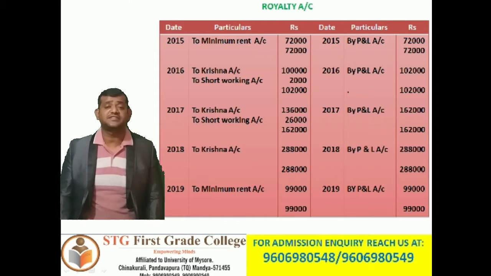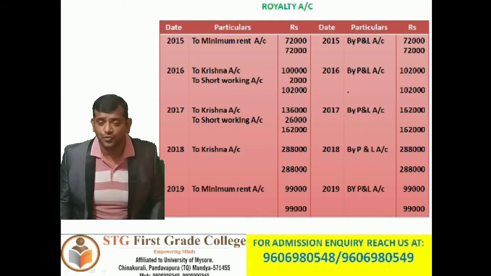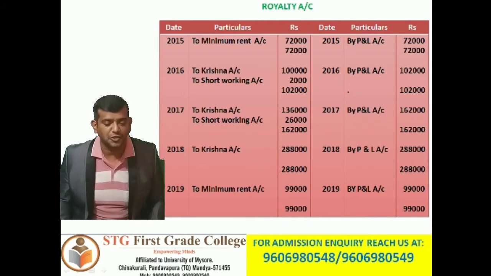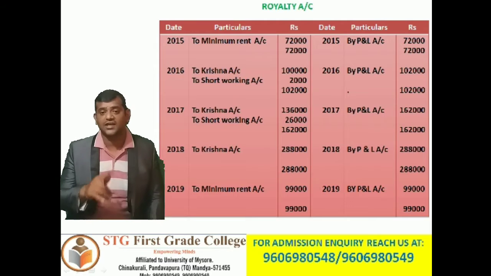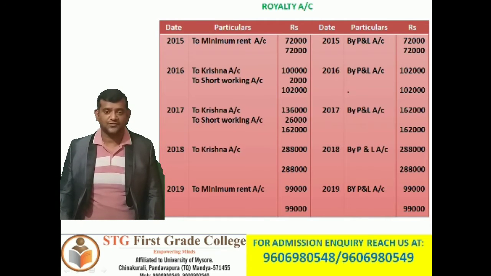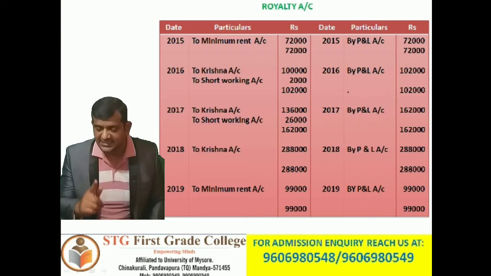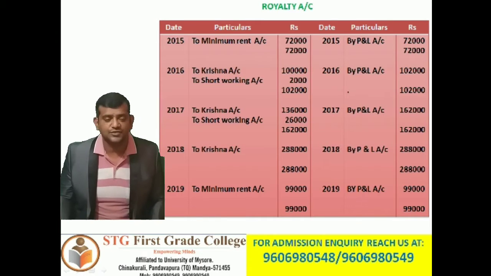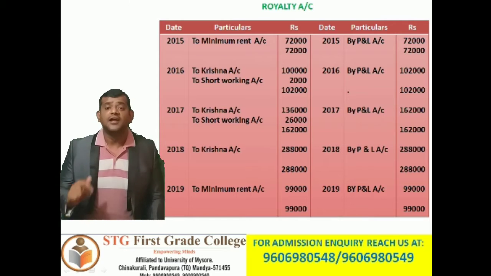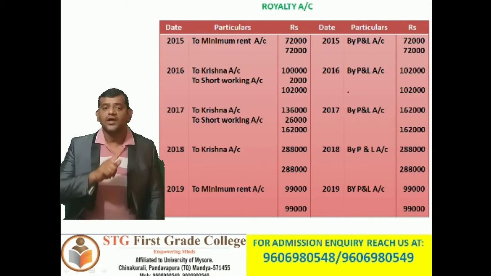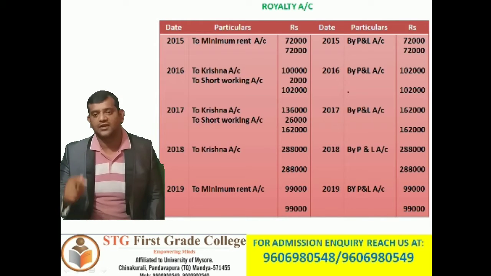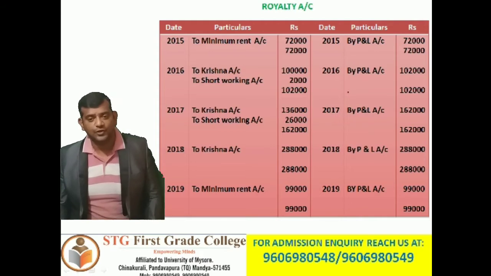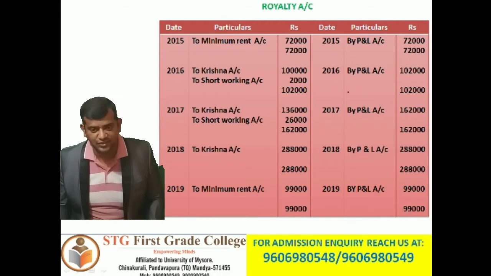In the year 2017, to Krishna account 1 lakh 36,000 rupees, and to short working account 26,000, because in the first year 28,000 was the short working. In the 2016 year we were able to recover 2,000 rupees. So in the third year, that is 2017, we are recovering 26,000 rupees. So short working account 26,000, by P&L account 1,62,000. Both the side total 1,62,000, 1,62,000.